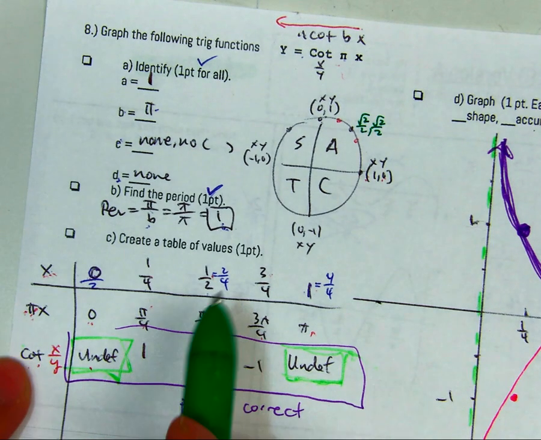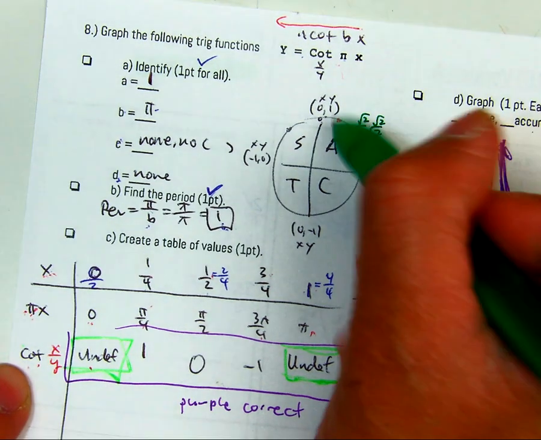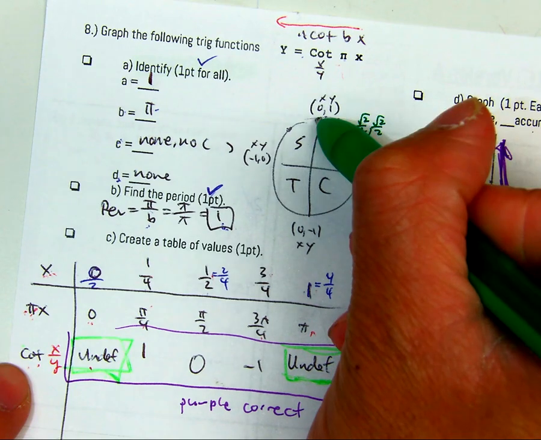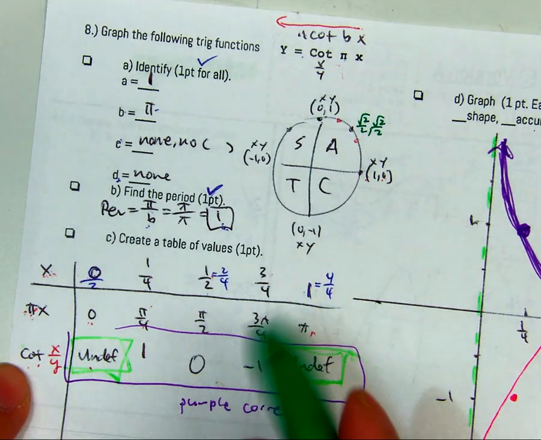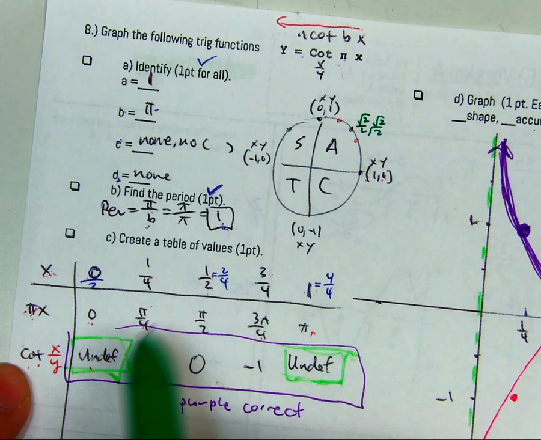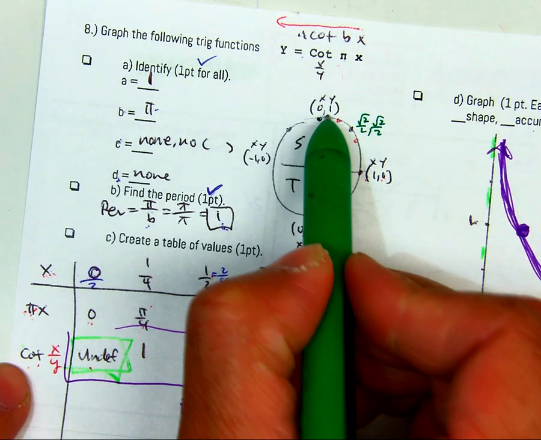And then cotangent at pi over 2, the ordered pair is 0, 1. And then y divided by x is undefined. Take that back. X divided by y, 0 divided by 1 is 0.